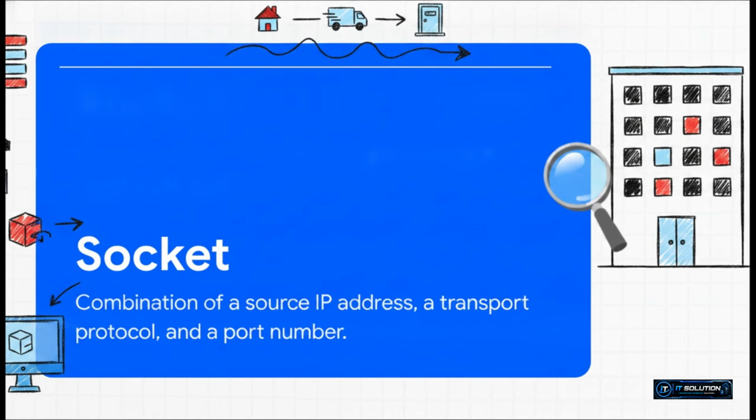Let's use a real-world analogy here. Think of the IP address as the street address of a massive apartment building. That gets the data to your computer. But your computer has lots of applications running, right? Those are the individual apartments. The port number is the specific apartment door. By combining the street address and the apartment number into a socket, the network knows exactly which specific application should receive that incoming data. It's brilliant.